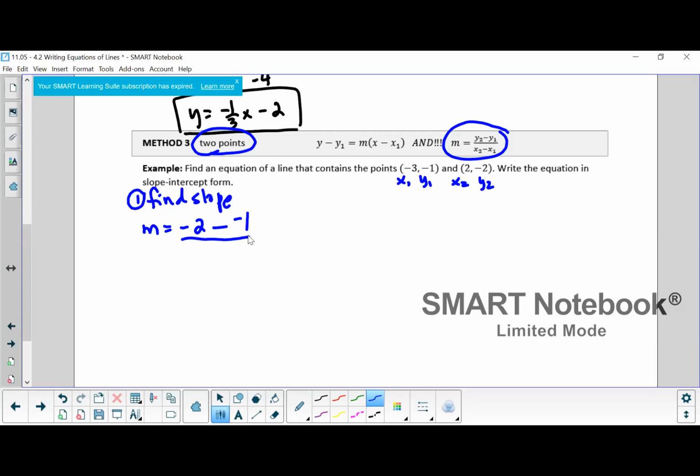And then subtract the x's on the bottom in the same order, x2 minus x1 on the bottom. So that will give me x2, which is 2, minus x1, which is -3. Both of those happen to have minus and negative in the middle. That changes to plus, plus, right? So on the top, that gives me -2 plus 1, which is -1. And on the bottom, I have 2 plus 3, which is 5.